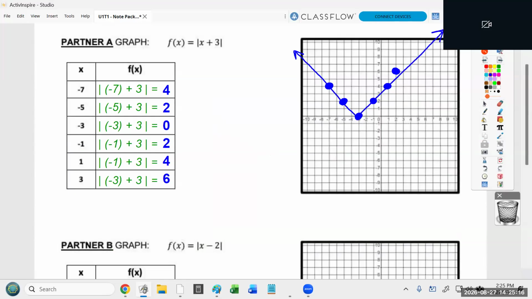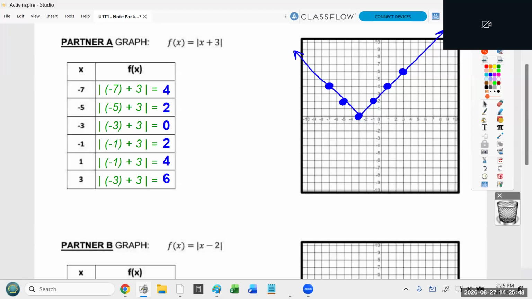I swear I didn't do this on purpose. That point right here is not correct. It should have been right there. I accidentally, I promise, graphed it at 2, 6. It should have been at 3, 6. So now I can change it to blue because it is correct. And now when I draw a V through these points, it'll look just fine.